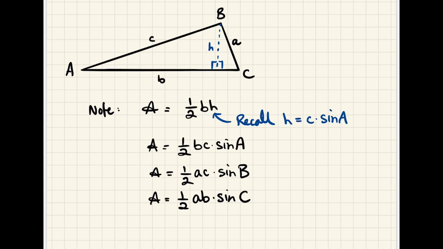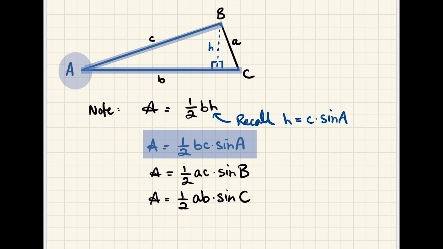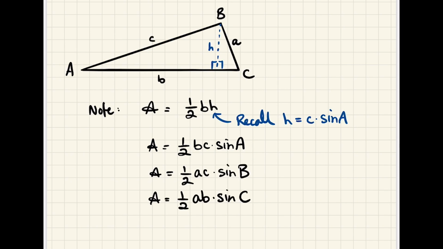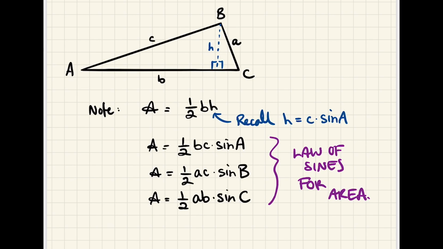Okay, so for example, this first one here is 1/2 B times C times sine of the angle between B and C, which is A. All right, this is the law of sines for area. So using the law of sines, we're now equipped to solve triangles, getting the lengths and angles of triangles that are not necessarily right triangles, and we can also find the area easily of any triangle. So let's go look at some examples.